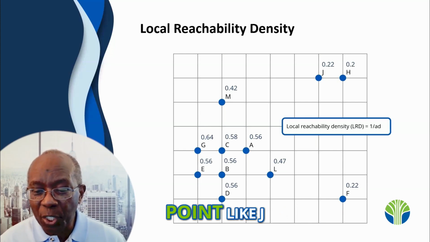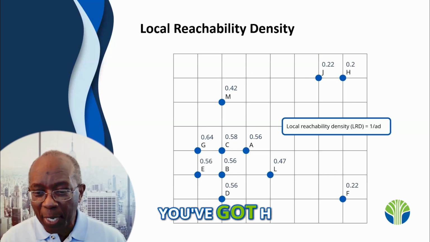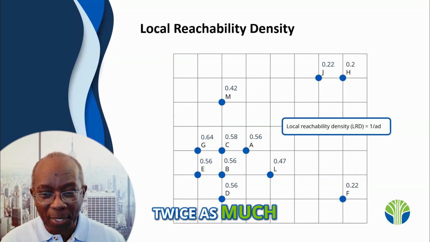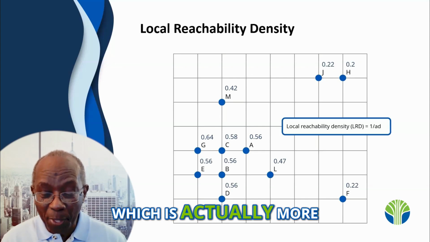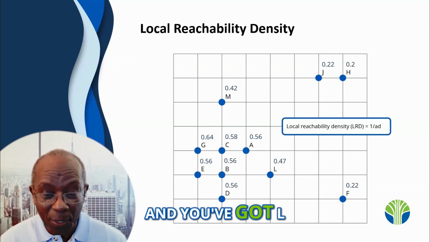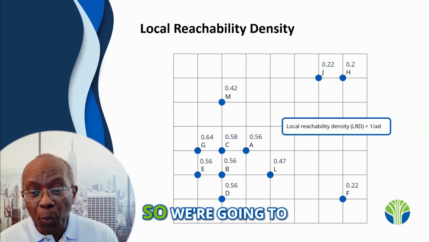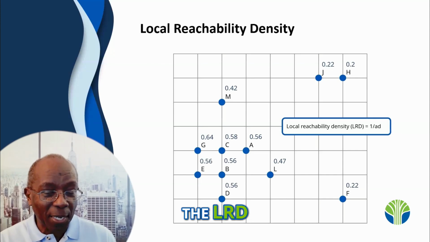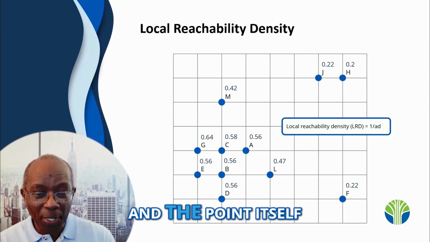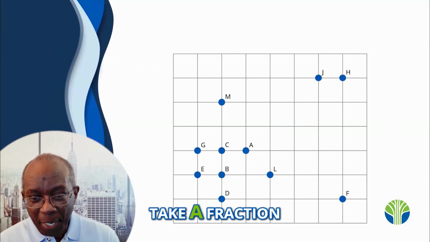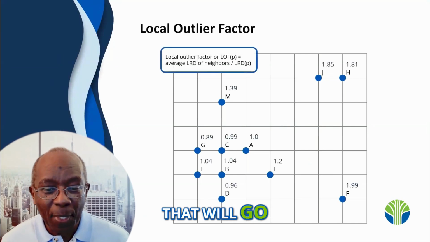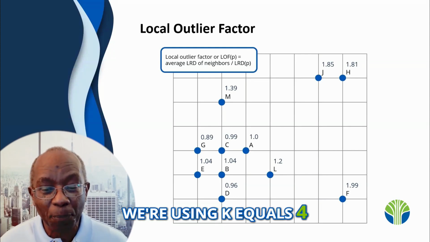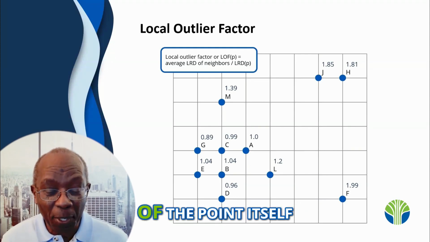Now think of a point like J. Who are the four neighbors of J? Well, you've got H, about the same. Then you've got M, that's getting to almost twice as much. You've got A, which is actually more than twice as much, and you've got L, which again is much larger. So we're going to take the fraction of the average of the LRD of its four neighbors and the point itself. You take the average LRD of the four neighbors, we're using k equals 4, and divide by the LRD of the point itself.